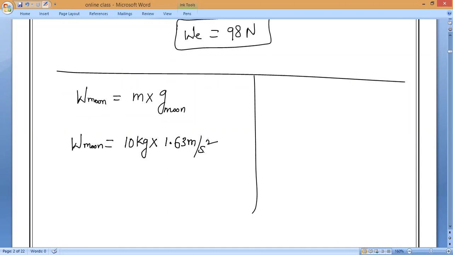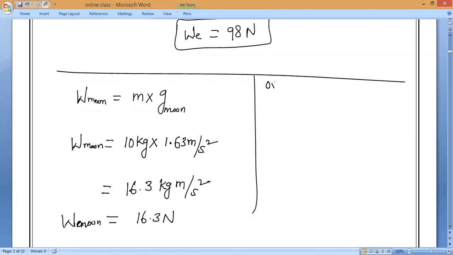(1.63 meter per second square). So if you multiply this, what is the answer that will come, guys? 10 into 1.63, you will get how much? 16.3 kilogram meter per second square, which is equal to 16.3 newtons. That is the weight on the moon.